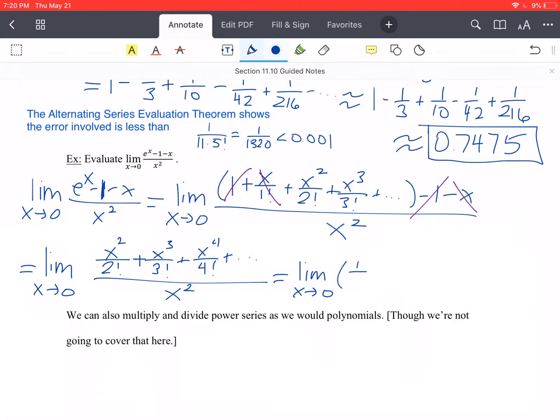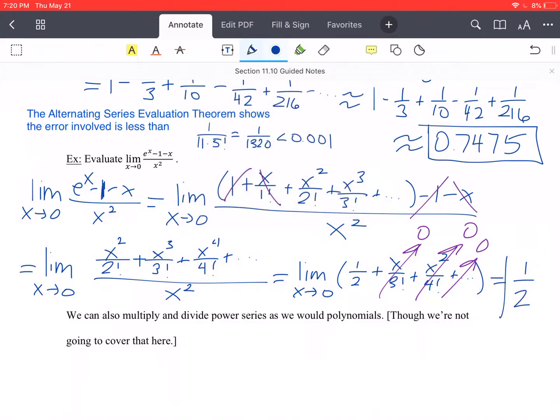So that's going to leave us with 1/2 plus, we'll have a factor of x left over 3 factorial plus x squared over 4 factorial, etc. And now, as x goes to 0, that one goes to 0, that one goes to 0, and every term after that is going to go to 0 because it still has an x in it. So the value of this limit is 1/2.